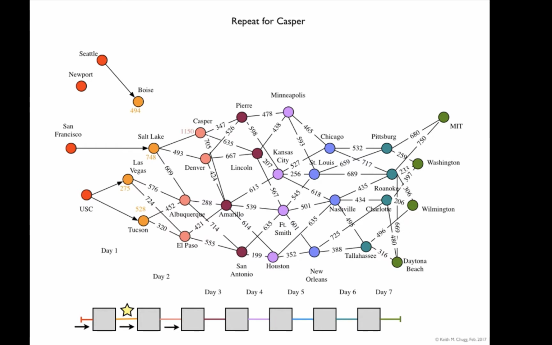Okay? So now the shortest path from the West Coast to Casper is San Francisco, Salt Lake, Casper, and it's 1150 miles. Okay, and now we'll repeat this at Denver, Albuquerque, and El Paso.